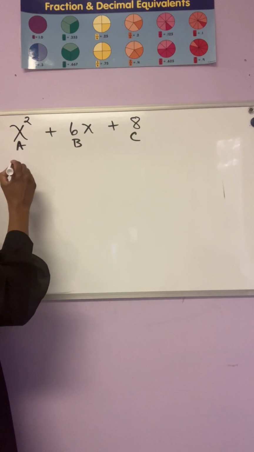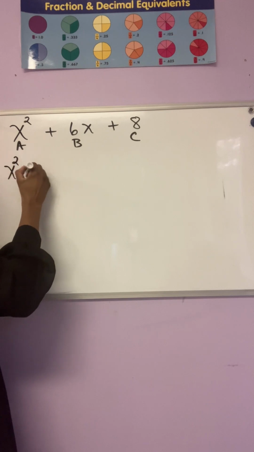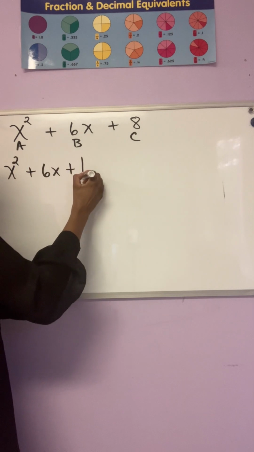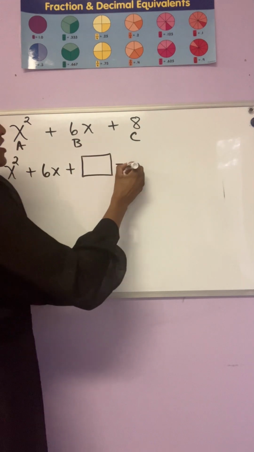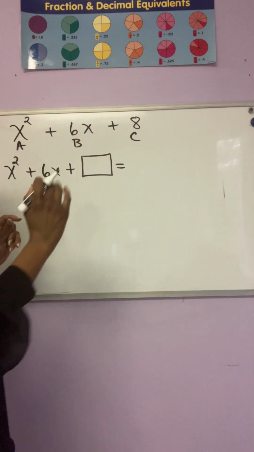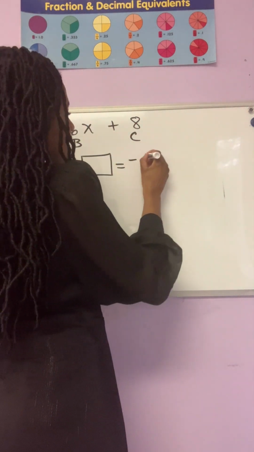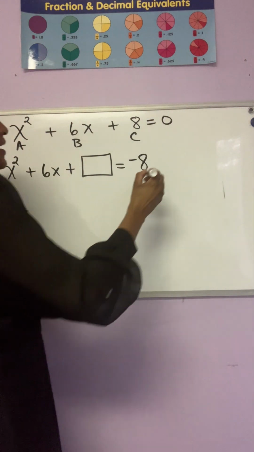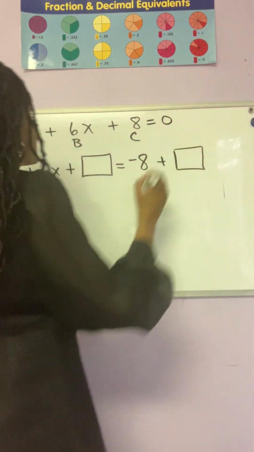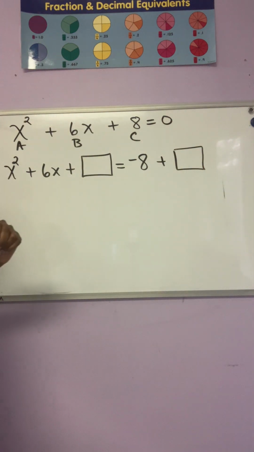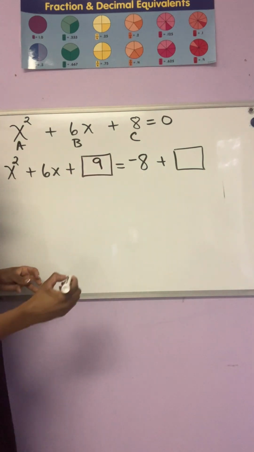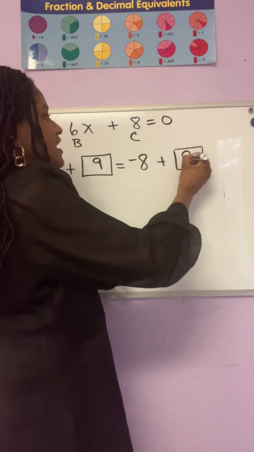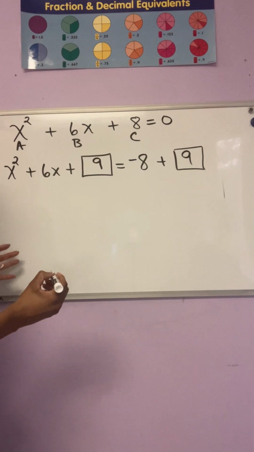All right, so as I said, we'll copy the A and the B, put a box here for where we're going to add our new number, move the 8 to the other side, and it's going to be negative 8 plus blank. All right, so now the B term, 6 divided by 2 is 3. 3 to the second power is 9. And whatever we do on one side, we do on the other, and that's 9.